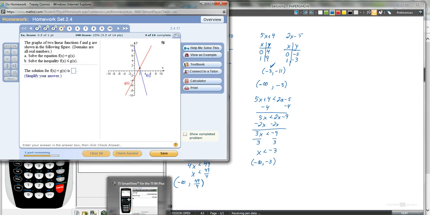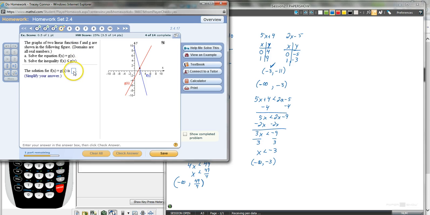Okay, so now let's look at number 4. This one, it's kind of hard, not hard, but once you figure out what it's asking for, it's not so bad. I wanted to show this to you so you make sure that you know what it's asking for. So the solution for f of x equals g of x is, and what we're looking for is just the domain. Okay, so it's not looking for an interval; it's just looking for values of x.